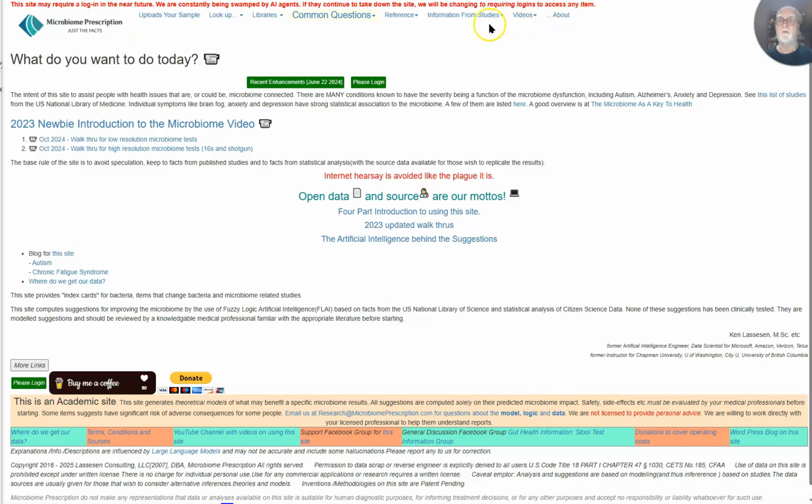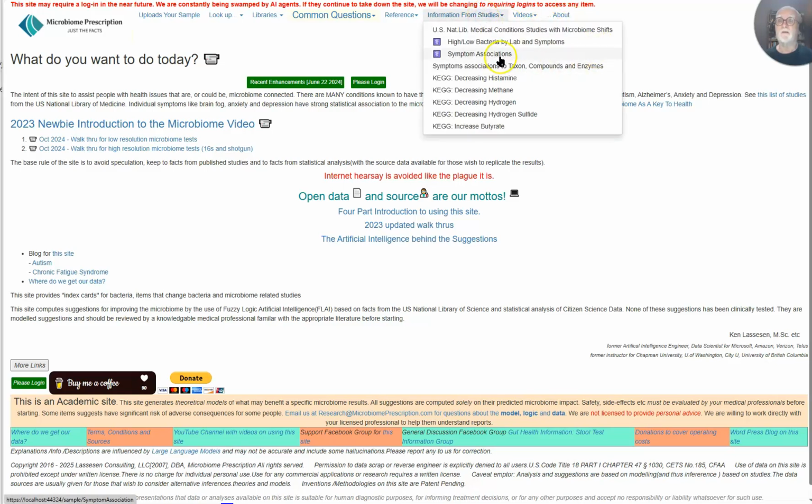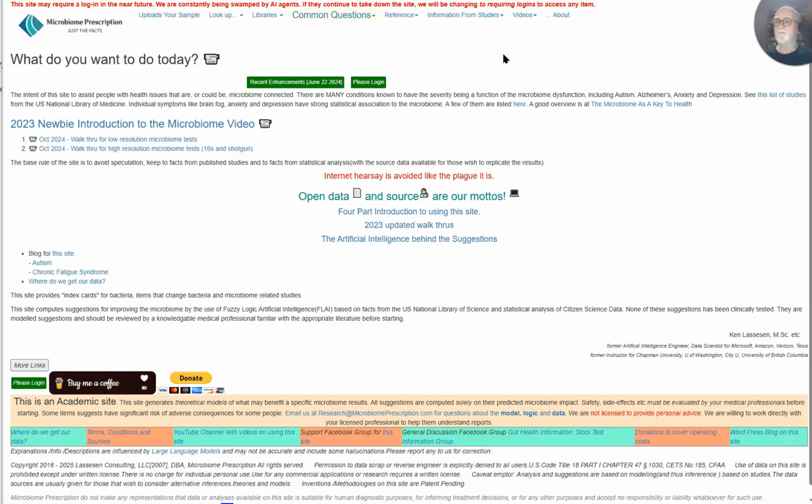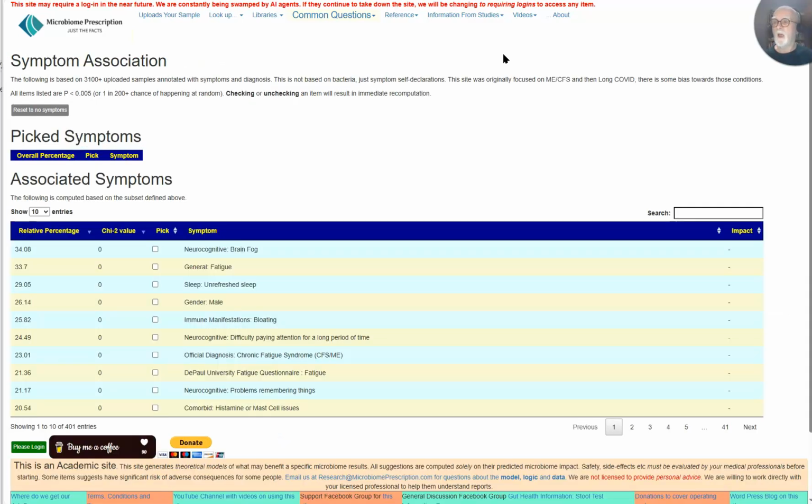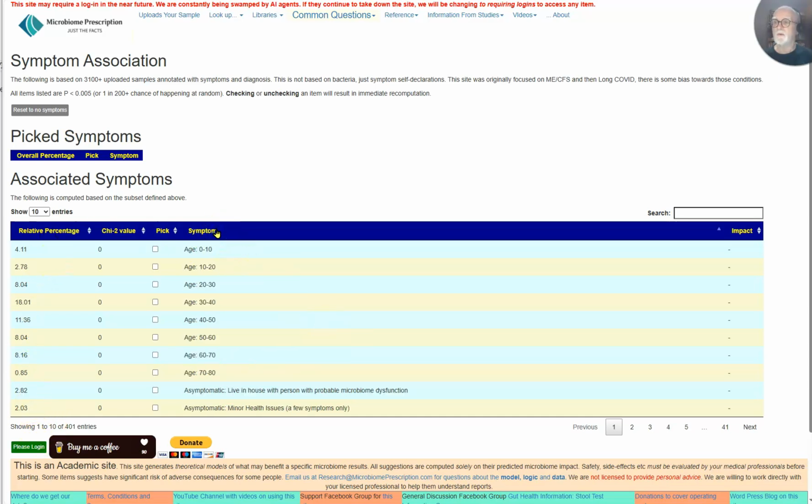Okay, so where is this new feature hiding? Information from studies, symptoms associations, which is pretty straightforward, and it just loads the page. And down the bottom we have symptoms, and they are sorted by relative percentage, the most common decreasing. You could sort it alphabetically if you want. And you can see what percentage, for example, of 60 to 70-year-olds, we have 8% of people there. 70 to 80, we have only 0.85. So you can see what percentage meet each one of the symptoms.